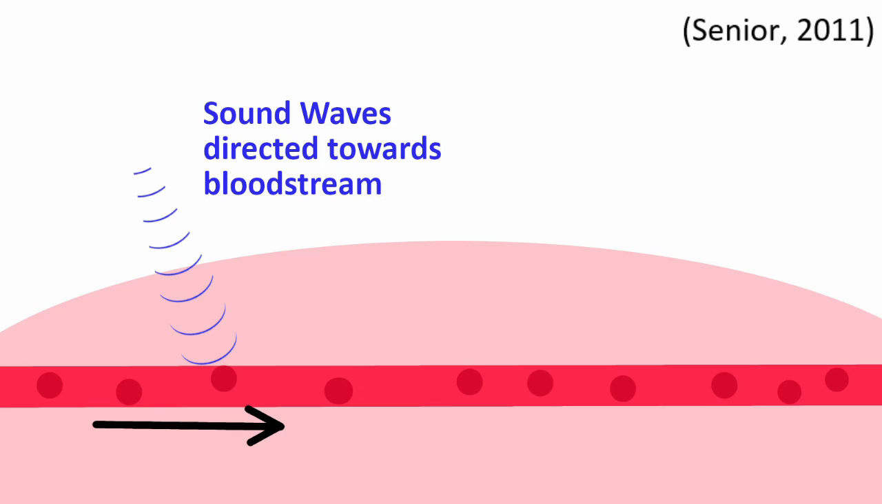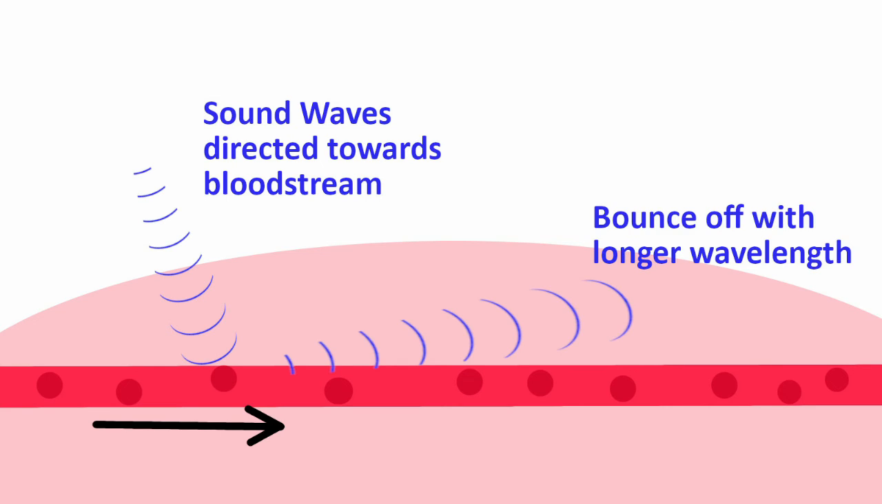The frequency of these sound waves changes because their reflection is changed when they bounce off of a moving object. If the object is moving away, the sound wave will decrease in frequency, while if the object is moving towards the recorder, it will increase in frequency. This allows the doctor to determine the direction of blood flow, and the specific frequency change is used to determine the speed of the blood.